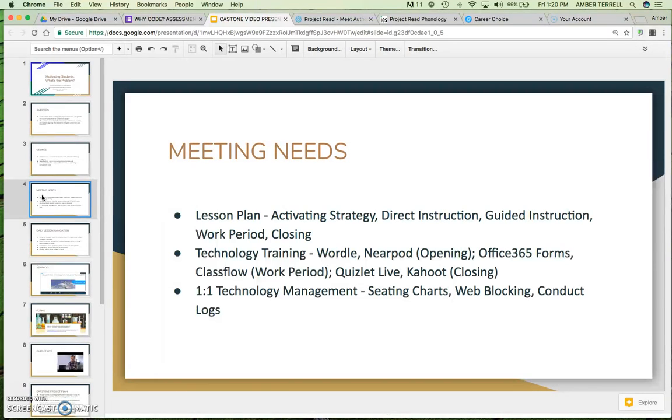One-to-one technology management training occurred with teachers who were unable to effectively manage the technology environment. Those teachers started to use seating charts, web blocking, and conduct logs in order to more effectively manage their students.